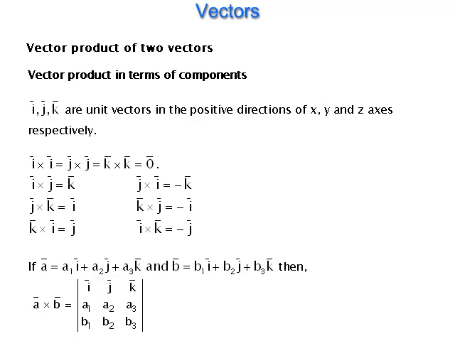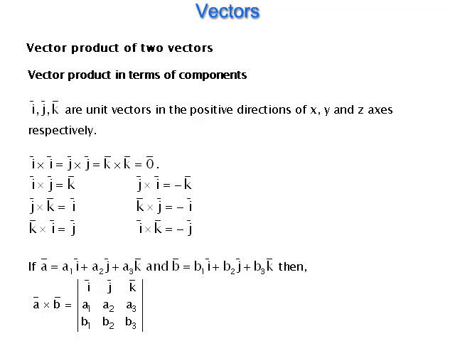I bar, J bar, K bar are unit vectors in the positive directions of X, Y and Z axis respectively. I bar cross I bar equal to J bar cross J bar equal to K bar cross K bar equal to 0 bar. I bar cross J bar equal to K bar. J bar cross I bar equal to minus K bar. J bar cross K bar equal to I bar. K bar cross J bar equal to minus I bar. K bar cross I bar equal to J bar. I bar cross K bar equal to minus J bar.